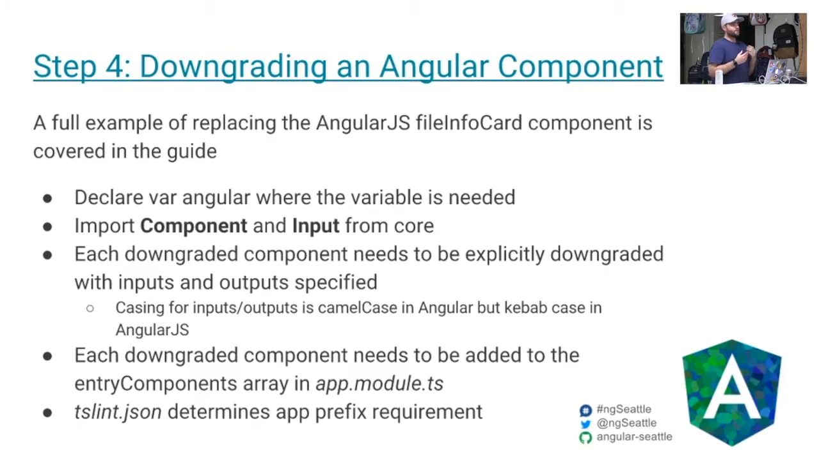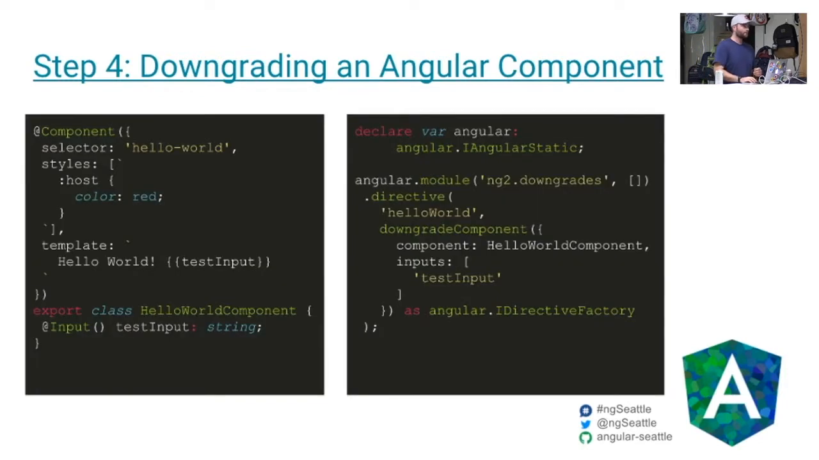So let's just say you have an input on a component that's called testInput. When you declare it in TypeScript in Angular, you're going to write it using camel case. When you use it in AngularJS, it's test-input, so you have to use kebab case when you use it there. You also need to use some different notation depending on how the variable is used, which I'll cover here in a second. So you'll see here on the left we have just a simple component.